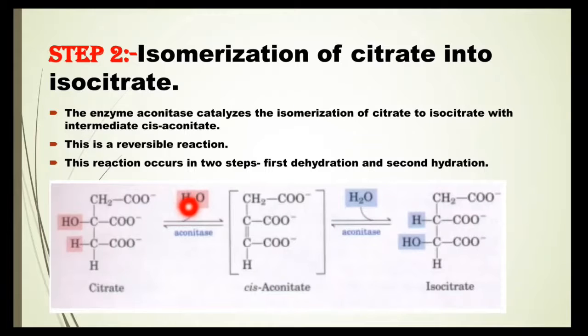Second step of Krebs cycle is isomerization of citrate into isocitrate. The enzyme aconitase catalyzes the isomerization of citrate to isocitrate with intermediate cis-aconitate. This is a reversible reaction. This reaction occurs in 2 steps. First is dehydration and second hydration.